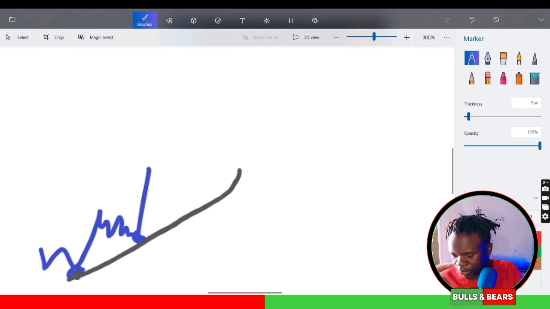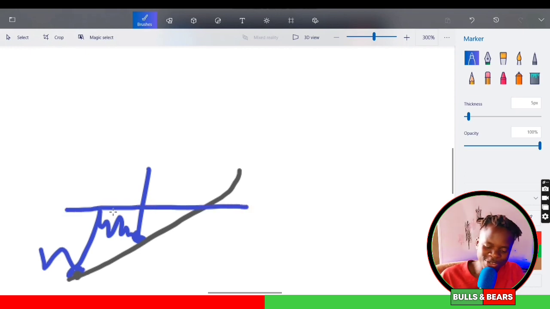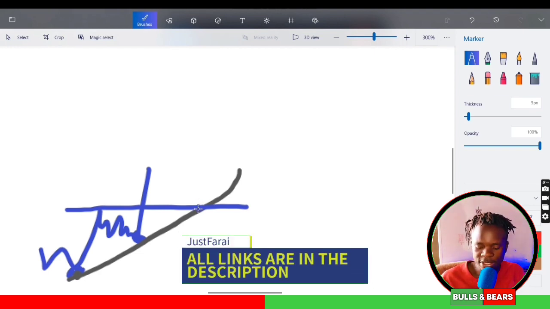Let me choose my previous back color. So what you do after you see this, you draw your resistance at this point in time, but it will be turning to support. So you draw it at this point. Then you wait for a move up to here. You can see that we have two confluences here.